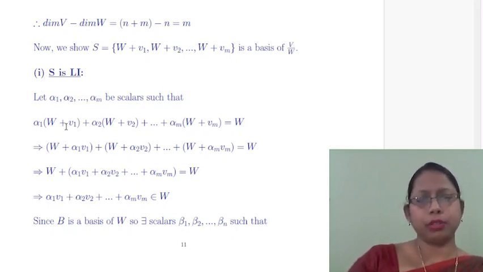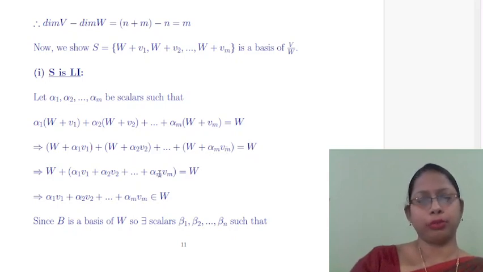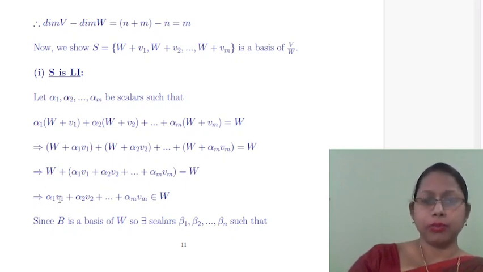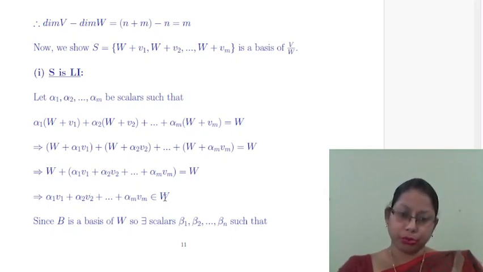That is, α1(W + V1) + α2(W + V2) + ... + αm(W + Vm) is equal to W. In the next step, using the scalar multiplication property, we will get (W + α1V1) + (W + α2V2) + ... + (W + αmVm) is equal to W. This implies, by using the vector addition property of V/W, W + (α1V1 + ... + αmVm) is equal to W. This implies, by using the property of cosets, that this element belongs to W, that is α1V1 + ... + αmVm belongs to W.